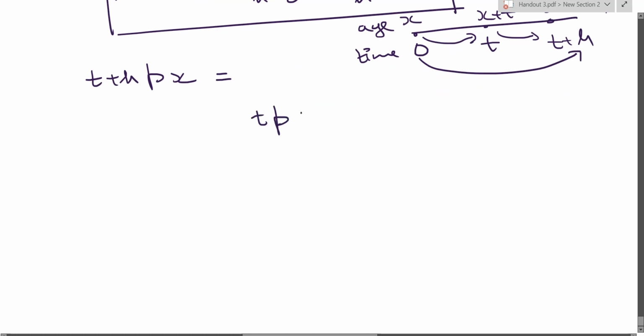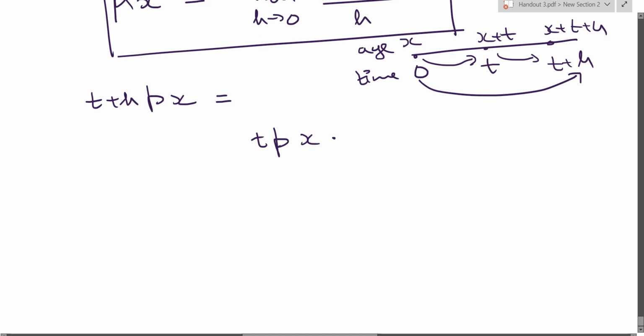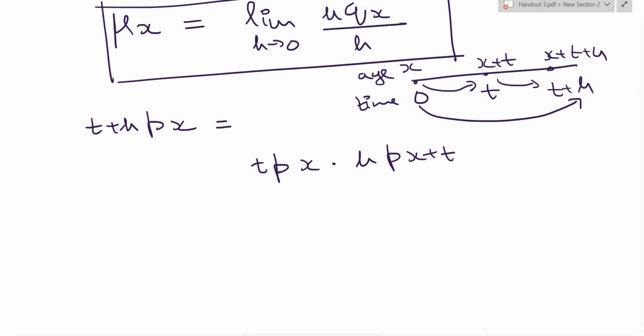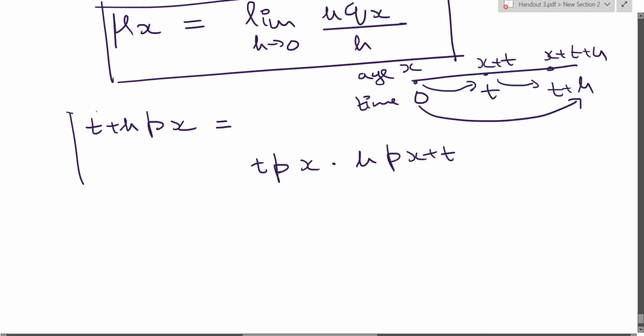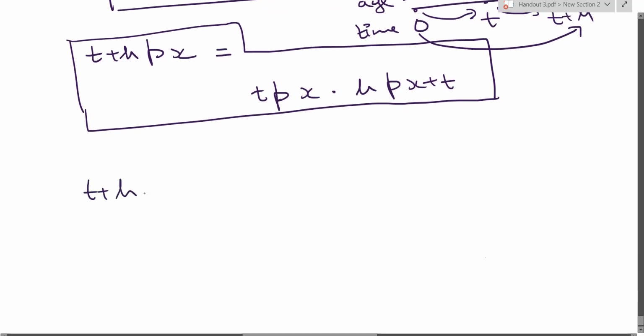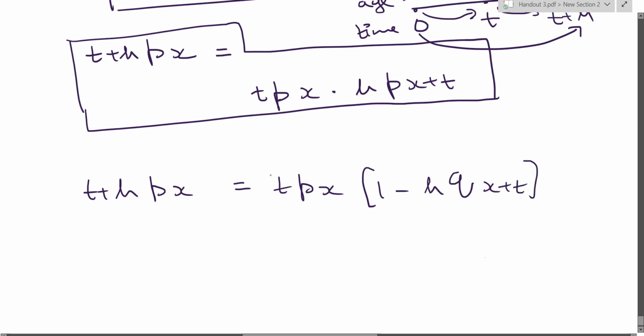So first surviving for t years has a probability of tpx, and then once his age is x plus t, surviving for h years has the probability of hpx plus t. Okay, so this is how it works. Right? So this is what I can write. Now, once I have this, I can actually simplify this using this definition of mu x. How do I do that? Let's just see. So t plus h px is equal to tpx times hpx plus t. I can write this hpx plus t as 1 minus hqx plus t. Right? So this is what I can do.